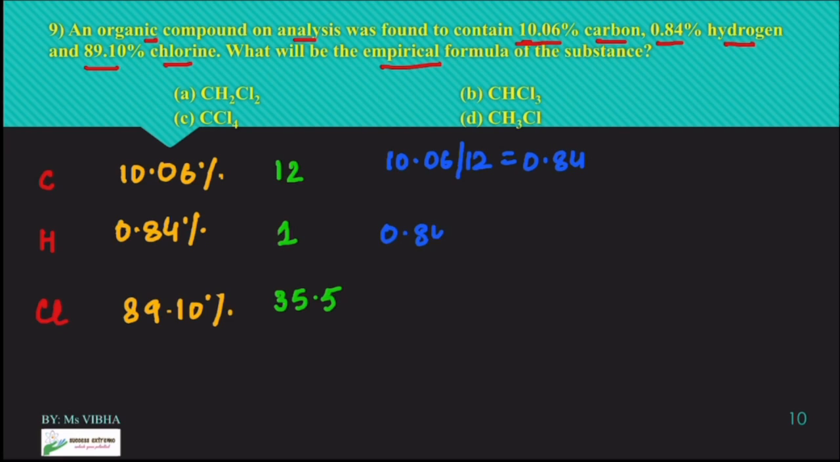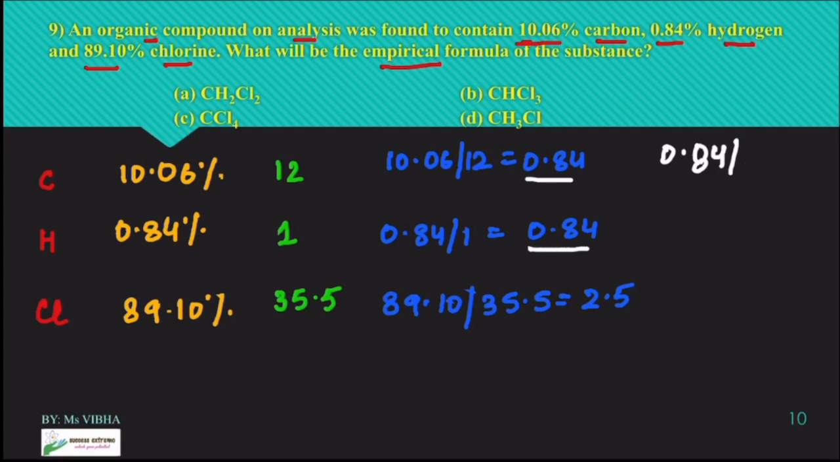Then 0.84 divided by 1 is equal to 0.84. 89.10 divided by 35.5 comes out to be 2.5. This is the number of moles. Now we have to convert it into the simplest ratio, which can be calculated by dividing the number of moles by the least number of moles. That is 0.84 divided by 0.84 is equal to 1. Here also 1, and 2.5 divided by 0.84 comes out to be 2.9, which is approximately 3.